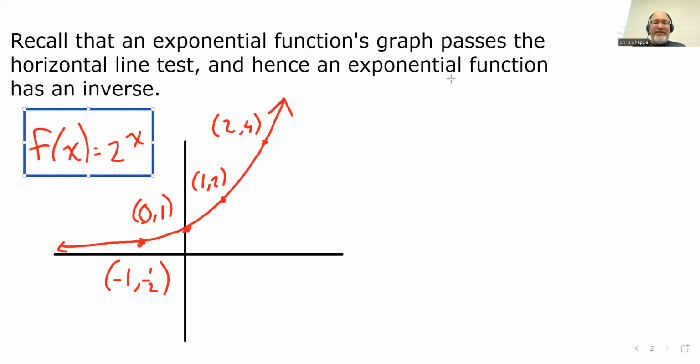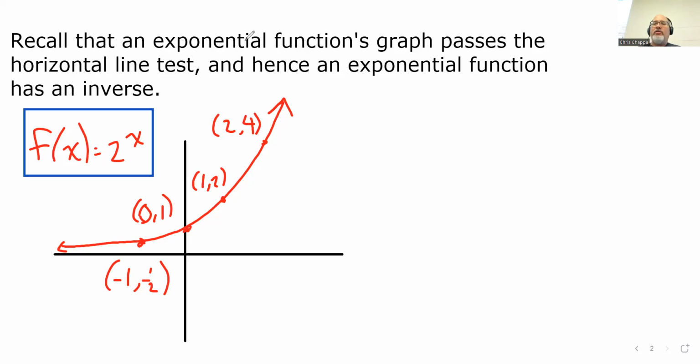The second point is easy. When I put in 1, I get out 2 to the first power, which is 2. And the last point is also easy. When I put in 2, I get out 2 to the second power, which is 4. Hence this rightmost point. Let me make that 4 a little bit better there. Hold on. Should have typed these ordered pairs, but we're already here.